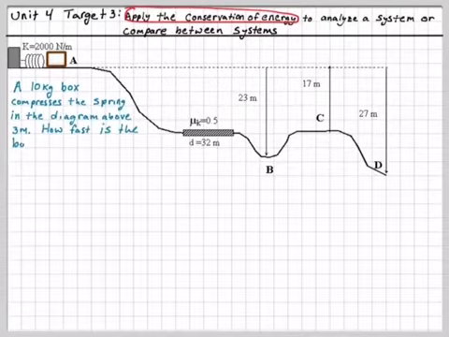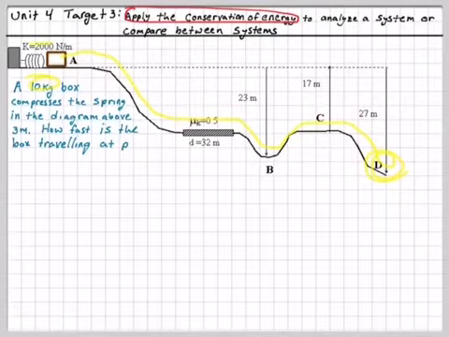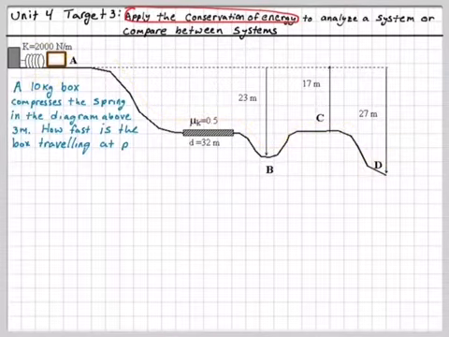So here we're going to look at a case where a box is going to go down a hill, over a rough patch, down another hill, up a hill, and back down again. And what we want to know is if this box is 10 kilograms and the spring is initially compressed 3 meters, how fast will that box be traveling once it reaches point D right here? So that's our goal for this problem, and we're going to use conservation of energy to solve it.